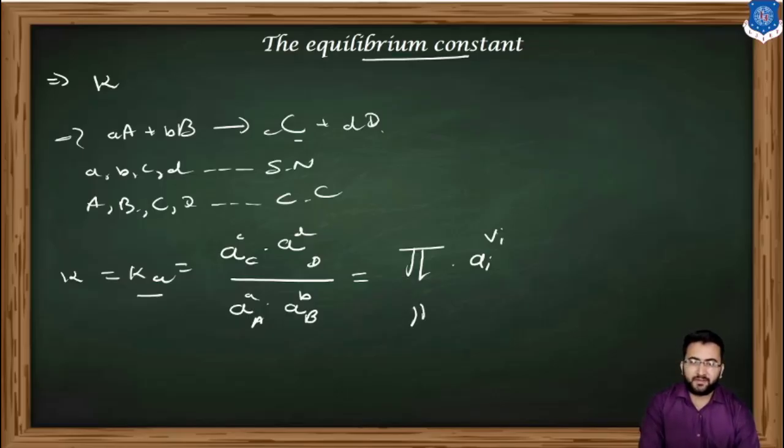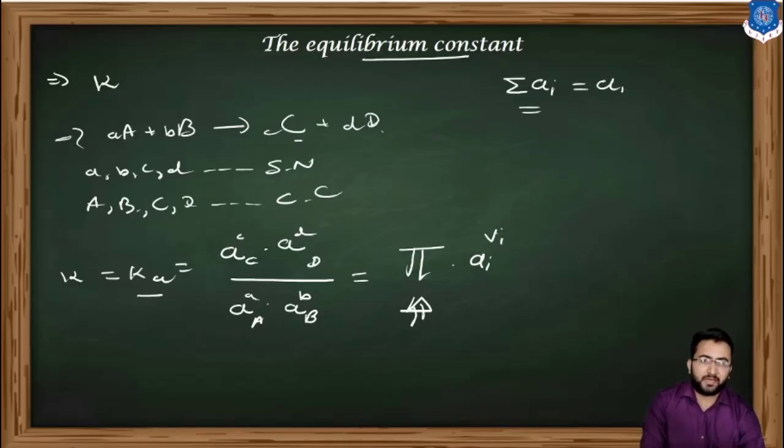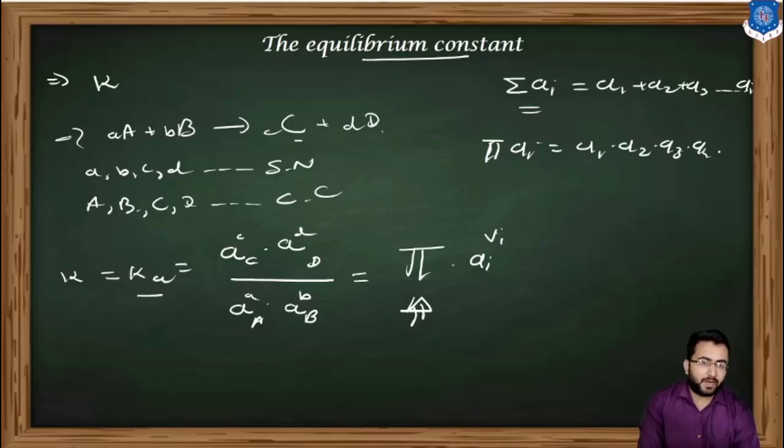So what is the meaning of this capital pi? Let's first understand the meaning of summation of ai. If I say summation of ai, it means a1 plus a2 plus a3 and so on up to ai. If I say capital pi of ai, it becomes a1 into a2 into a3 into a4 and so on up to ai. So sigma means summation of all the components, whereas capital pi means multiplication of all the components.